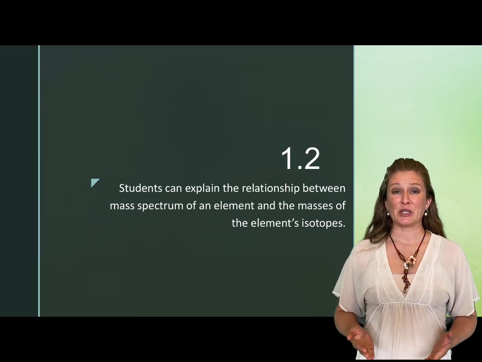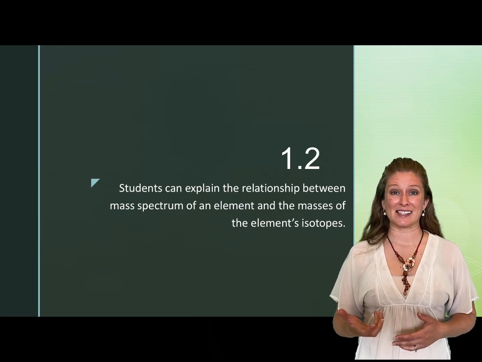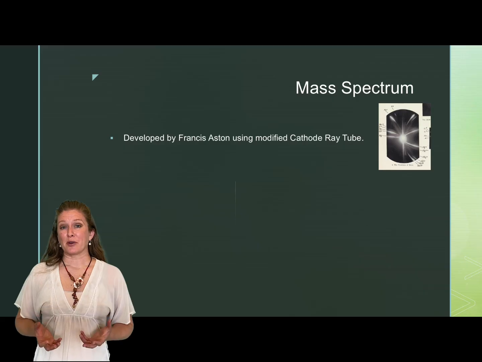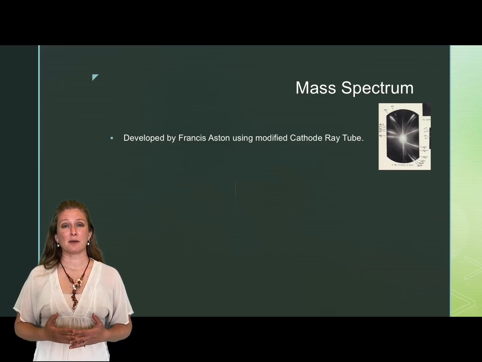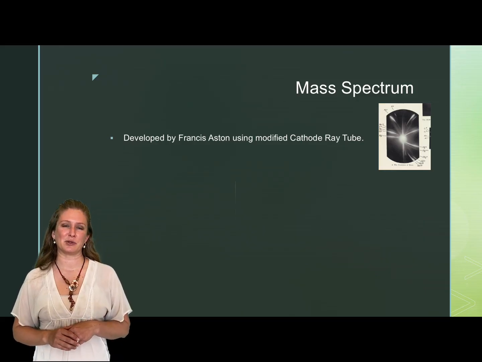Learning Goal 1.2 is about the mass spectrum and the average mass of isotopes of an element. So let's dive in. Remember that the mass spectrum was developed by a man named Francis Aston, who was a student of J.J. Thomson and worked with cathode ray tubes.